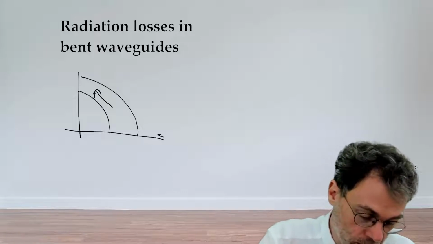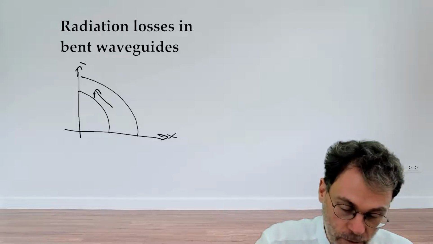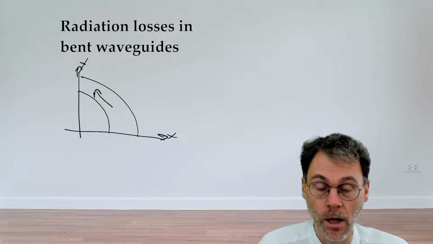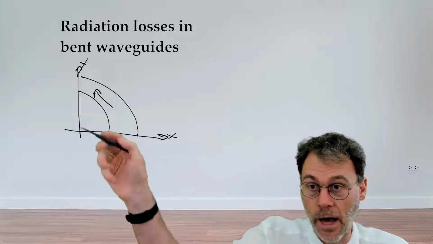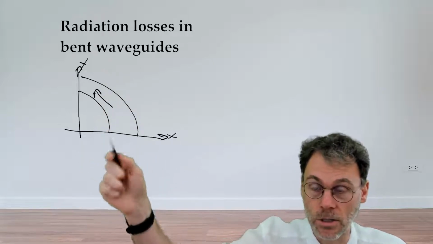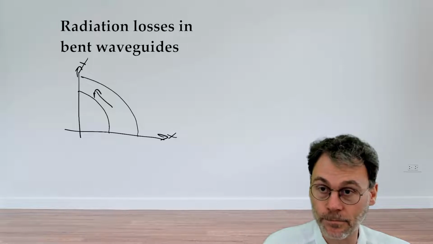So this is the xy plane, and we're going to assume that in the direction perpendicular to xy, everything is constant. So we're interested in the eigenmodes of this particular geometry, which will also tell us something about the radiation loss that will occur in a system like this.